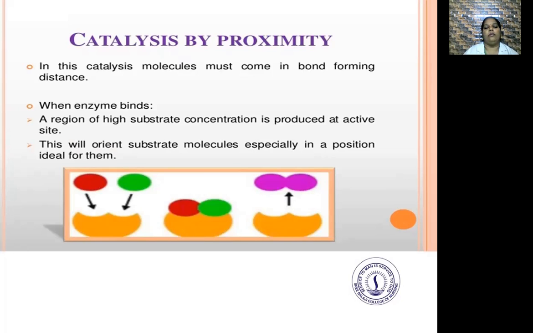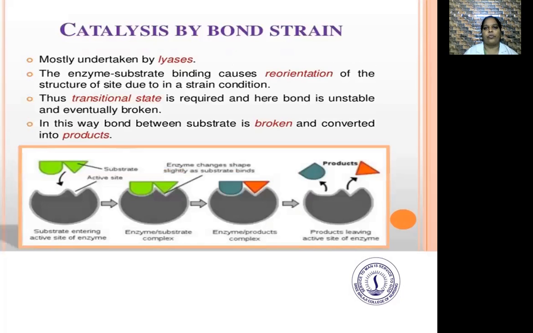Catalysis by proximity. In this catalysis, molecules must come within bonding distance. When the enzyme binds, a region of high substrate concentration is produced at the active site. This will orient substrate molecules in a position ideal for them. Mostly it is undertaken by lyases.